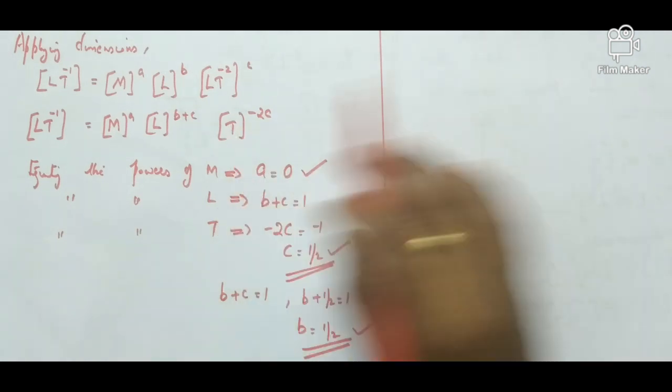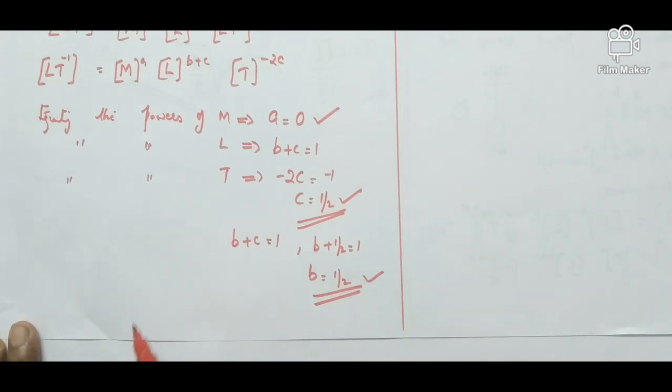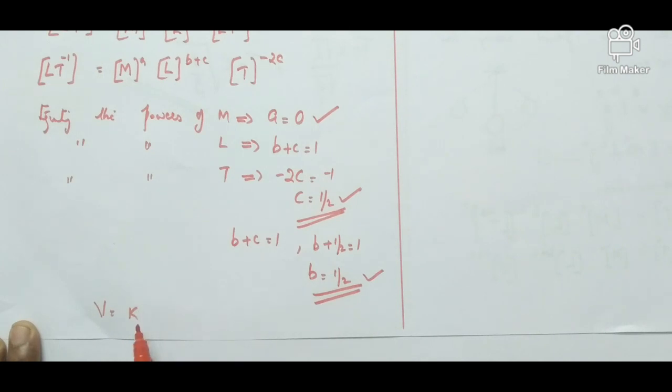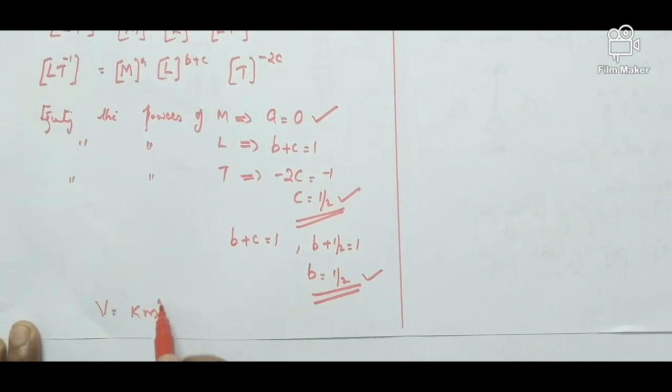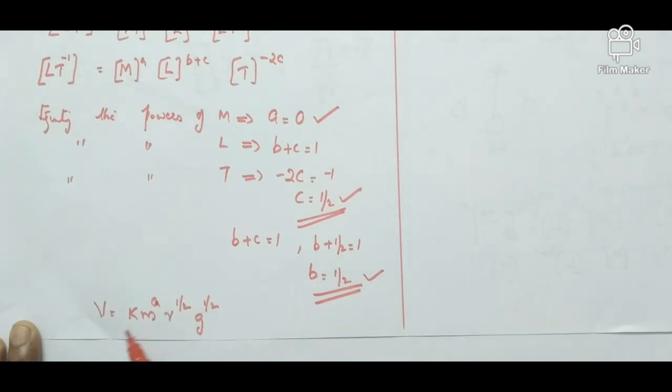Directly we can substitute in which equation? In the first equation. So if we substitute, v equals k into m raised to 0, r raised to 1 by 2, and g raised to 1 by 2. m raised to 0, so velocity does not depend on mass of the satellite. So directly we can write v is equal to k into root of rg. This is the expression.